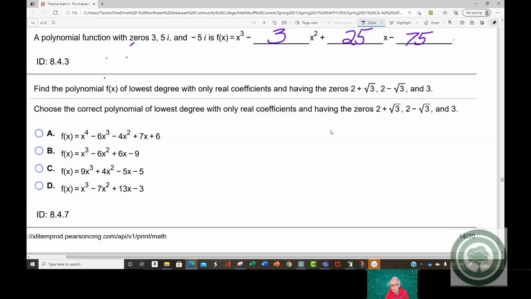Here are our zeros. These are irrational zeros. They're real, okay? They're on the x-axis. Z1 is 2 plus the square root of 3. Z2 is 2 minus the square root of 3. And Z3 is just the number 3.